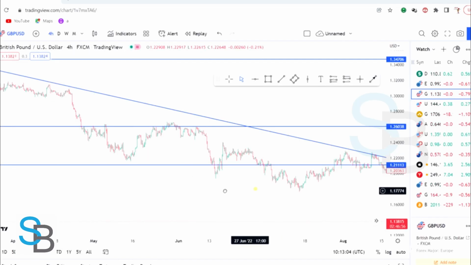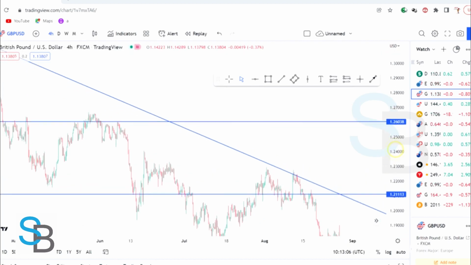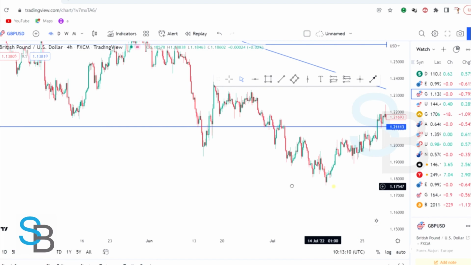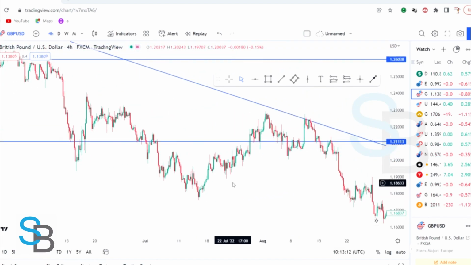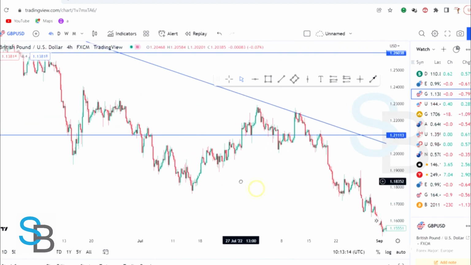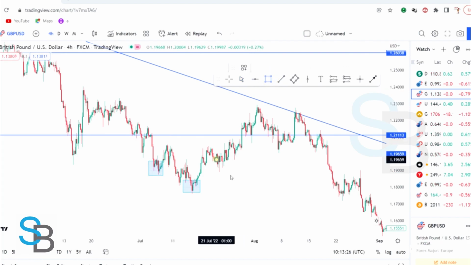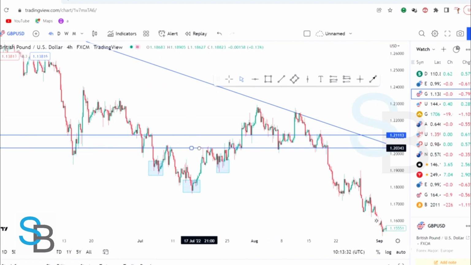Now let's look at our TradingView to see if we can identify some inverted head and shoulders patterns. Now I can see one here. Let me just draw it out for you. So let's assume this is our head. This is our first shoulder, and then this is our second shoulder. Now this is our neckline.